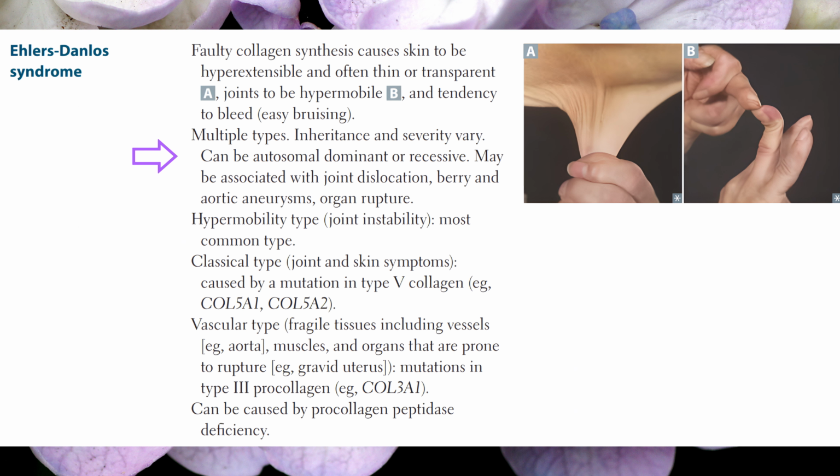Hypermobility type, joint instability, it is the most common type. Classical type, joint and skin symptoms, caused by a mutation in type 5 collagen, for example, COL5A1, COL5A2. Vascular type, fragile tissues including vessels, aorta, muscles, and organs that are prone to rupture, for example, gravid uterus. Mutations in type 3 procollagen, for example, COL3A1. Ehlers-Danlos syndrome can be caused by procollagen peptidase deficiency.